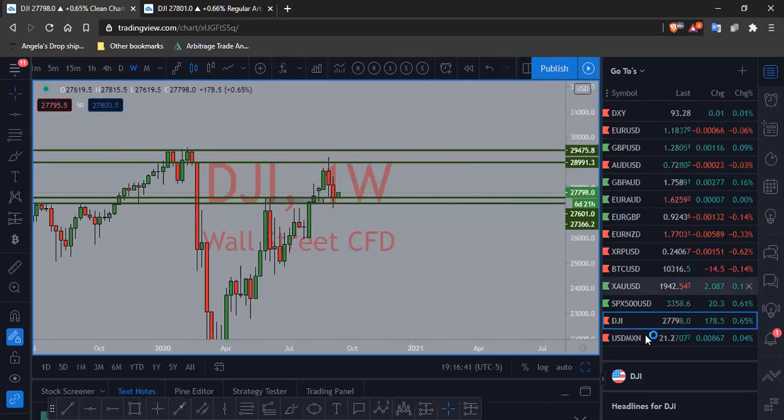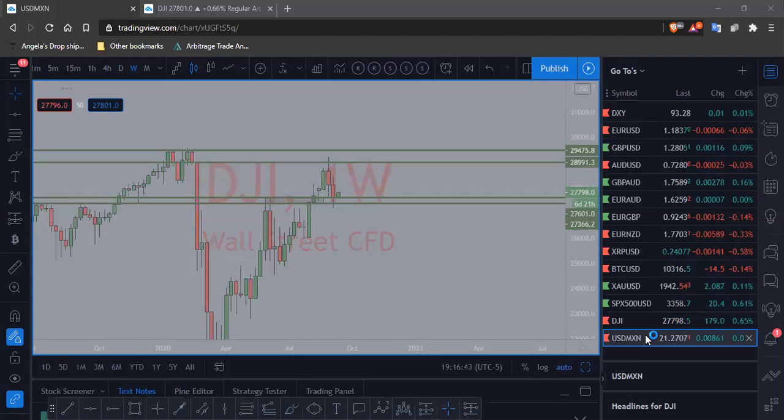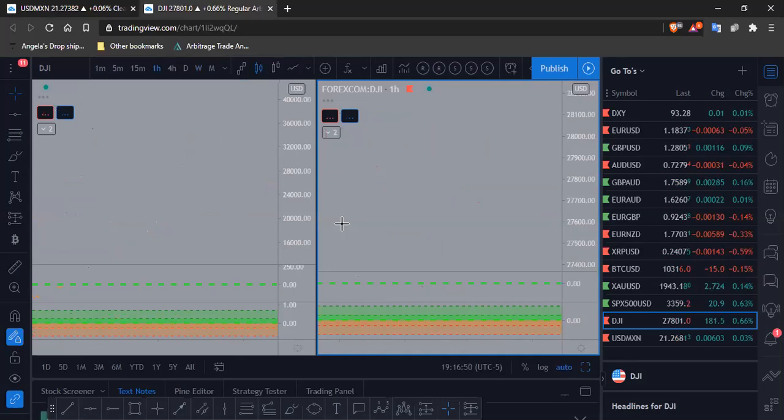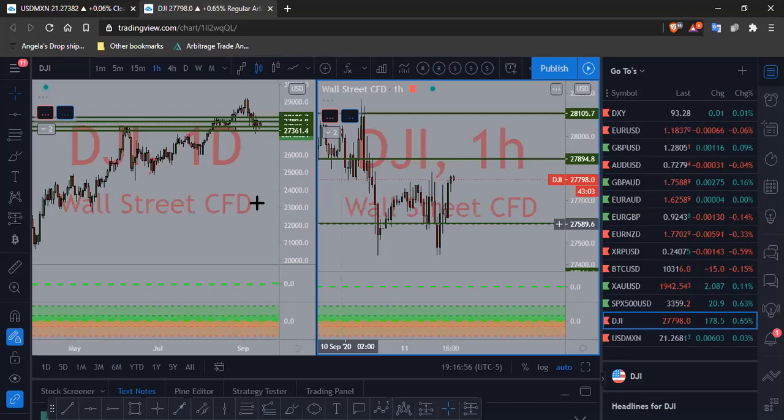And last but not, oh, wait, hold on. Before I say last but not least, let's go on to arbitrage. And again, it looks just very similar to what I had. I'm gonna get rid of all these drawings.